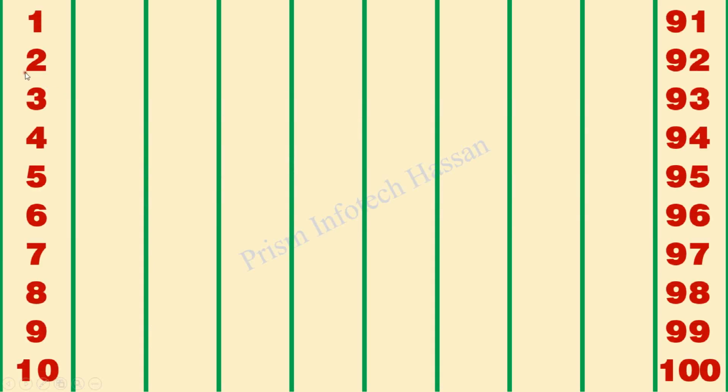Counting numbers from 1 to 100 in English. Let us move on step by step. 1, 2, 3, 4, 5, 6, 7, 8, 9, 10.